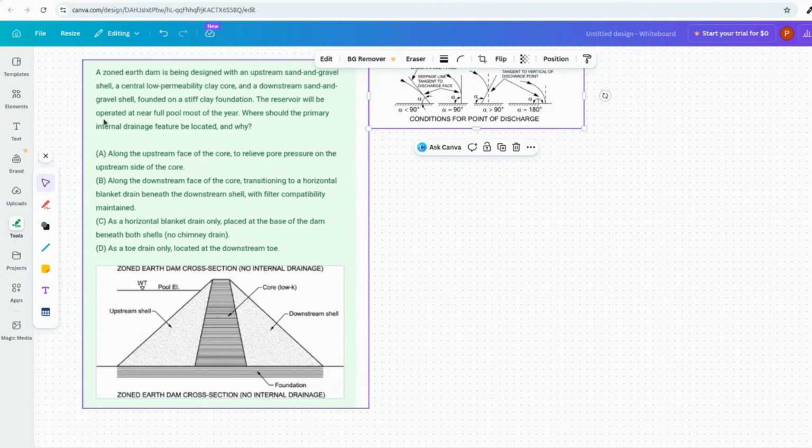The question is, a zoned earth dam is being designed with an upstream sand and gravel shell, a central low permeability clay core, and a downstream sand and gravel shell, founded on a stiff clay foundation. The reservoir will be operated at near full most of the year. Where should the primary internal drainage feature be located and why?